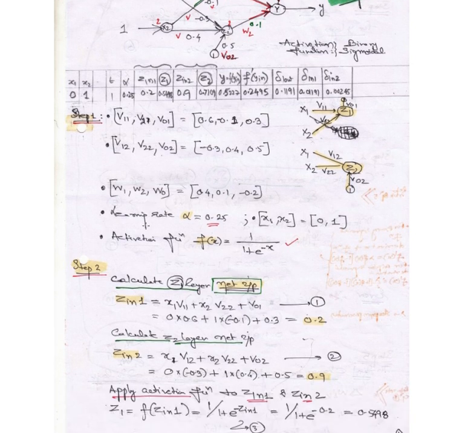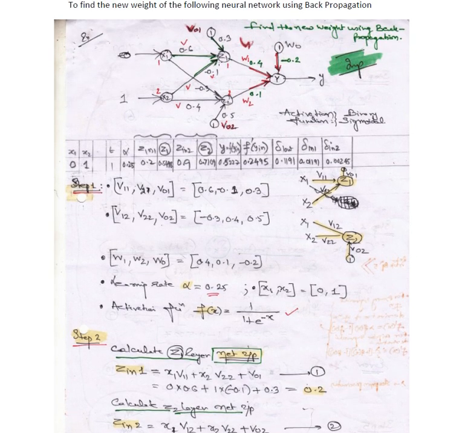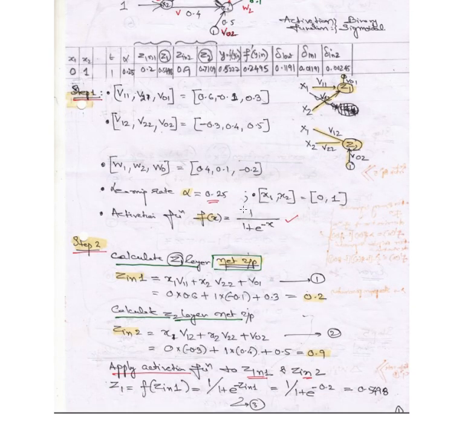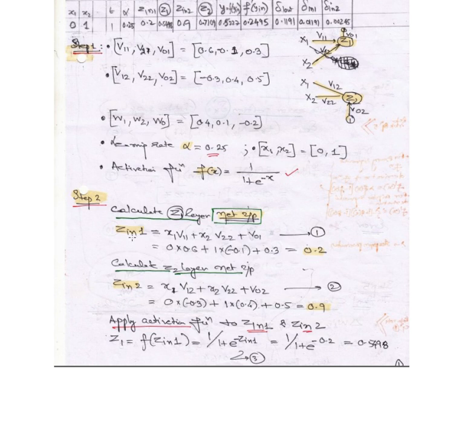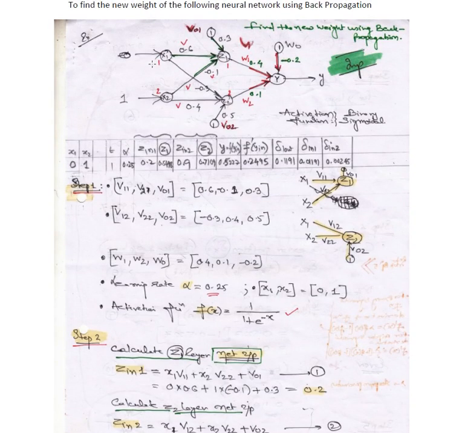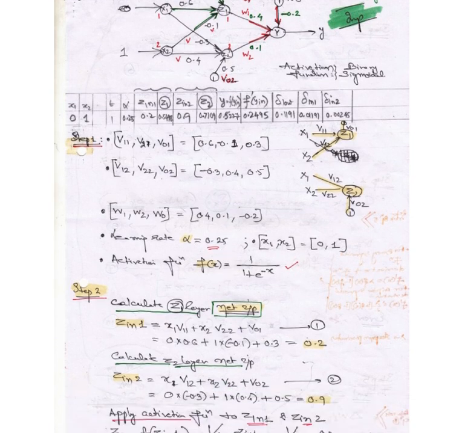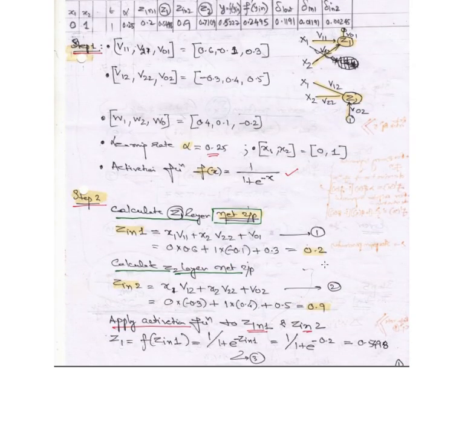Now at Z1, what are we going to calculate? We first calculate Z_in_j, then we calculate f of Z_in_j, so then we will get Z1. In the same way, in place of j I am putting 1. So Z_in_1 is equal to x1 V11 plus x2 V21 plus the bias, that is x1 into this one plus x2 into this one plus bias, that is V01. So that is how we will get 0.2.